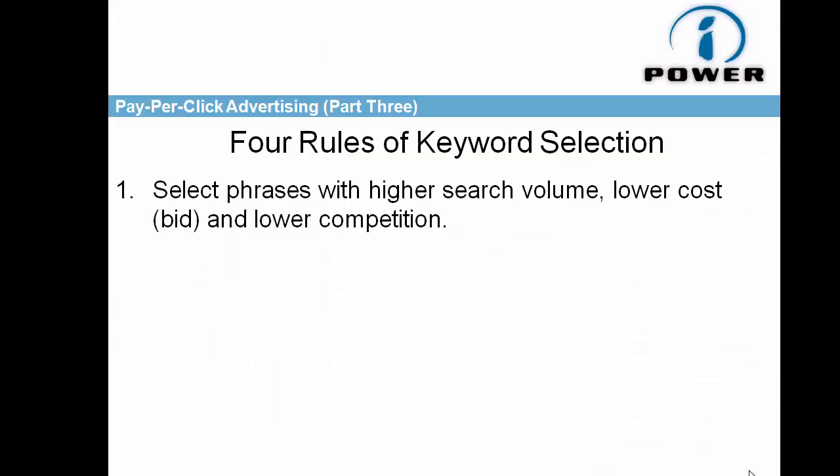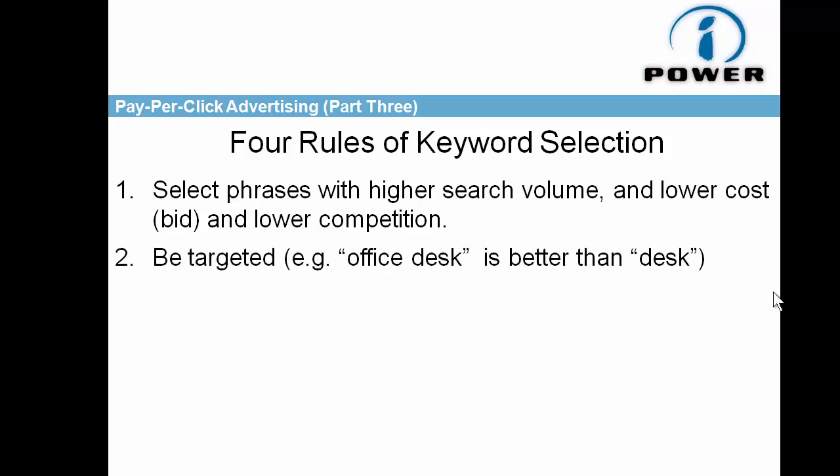So this was really rule number one: select phrases with higher search volume, lower cost, and lower competition. And now the rule number two: be targeted. In other words, be specific as much as you can. Be focused. For example, using Office Desk as a phrase is better than just desk.